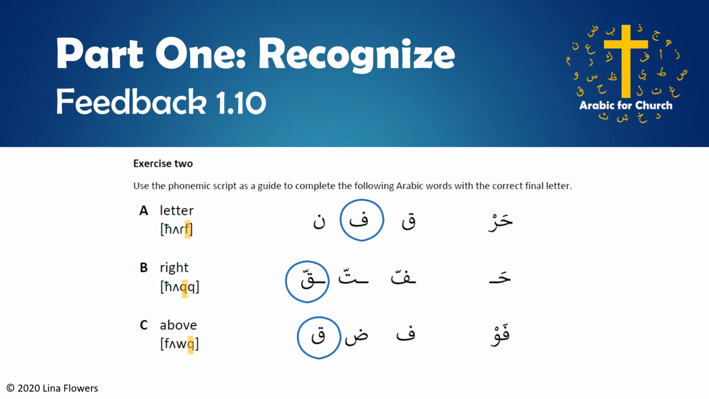So in exercise 2, we're going to start with A. This is letter, as in letters of the alphabet. In Arabic, it's harf. Harf. So we're looking for a letter Fa. It needs to have one dot, it needs to start with a circle, and it needs to be flat. So let's see. The first one is a Qaf.